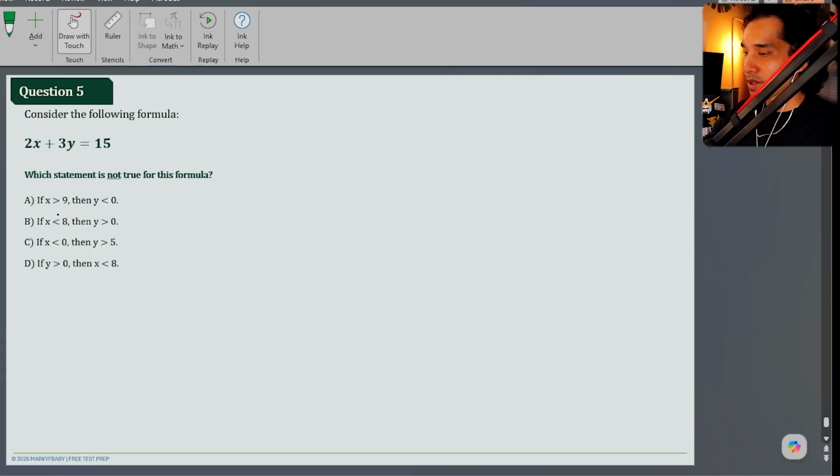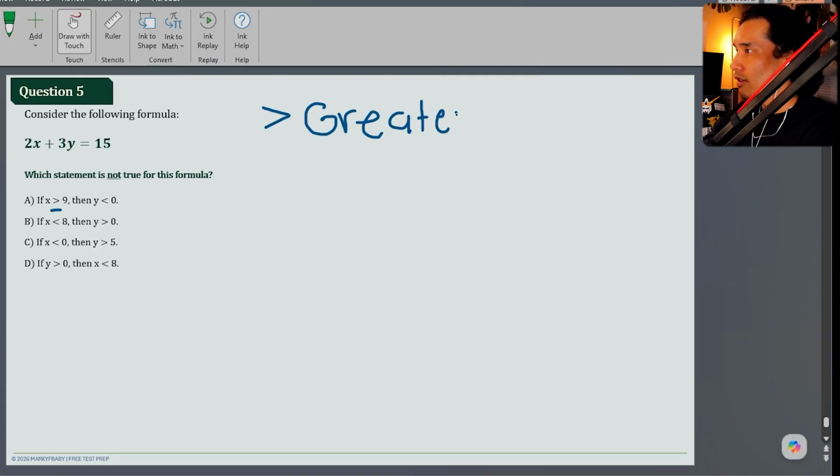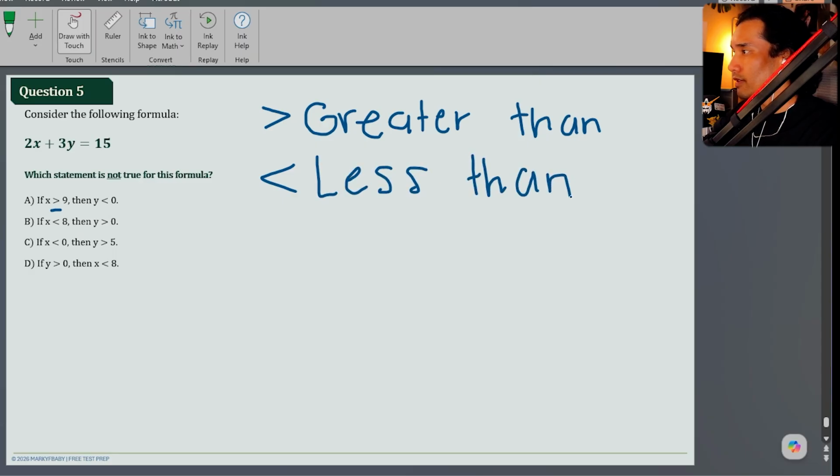If x is, what's this sign mean, right? If x is this, okay, this means greater than. And this one right here means less than. Okay, you must know these. And don't worry, guys, even I forget them. All right, I'm not perfect. Even I forget them. I am still learning them to this day.